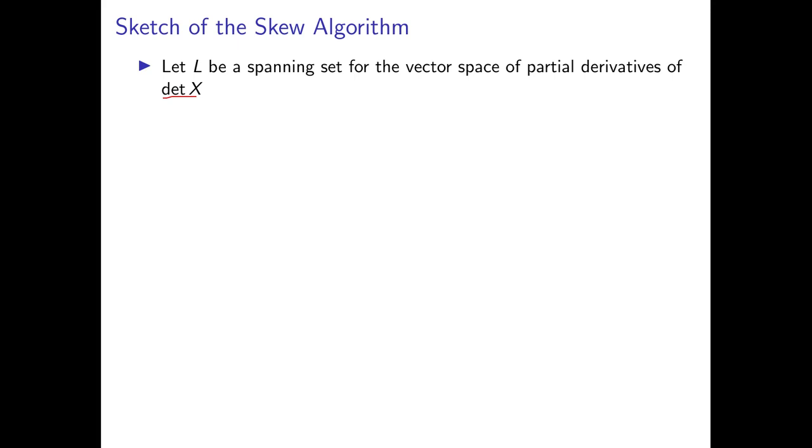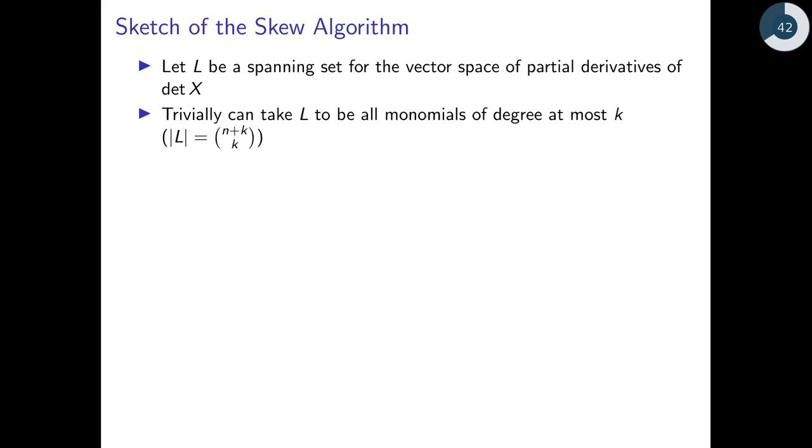And we'll call this set L. So for instance, when you differentiate the determinant of x, obviously, this is true for any polynomial, you'll be left with some polynomial of degree at most k, and therefore you can just take L to be the set of all monomials of degree at most k, of which there are n plus k choose k.